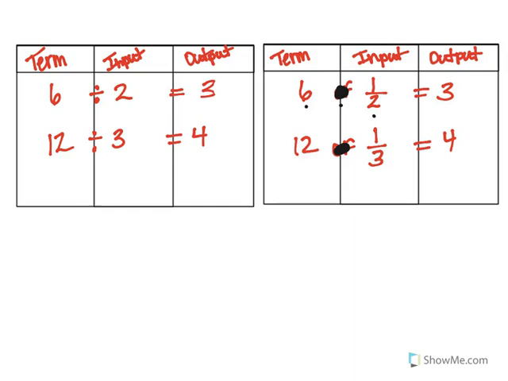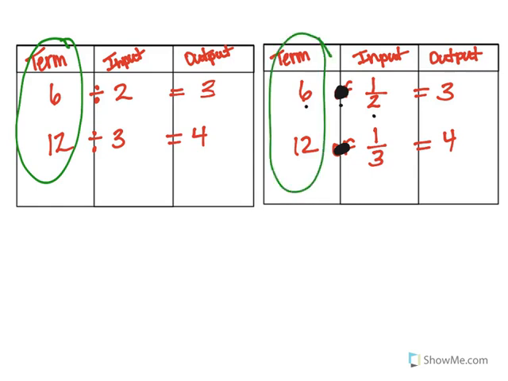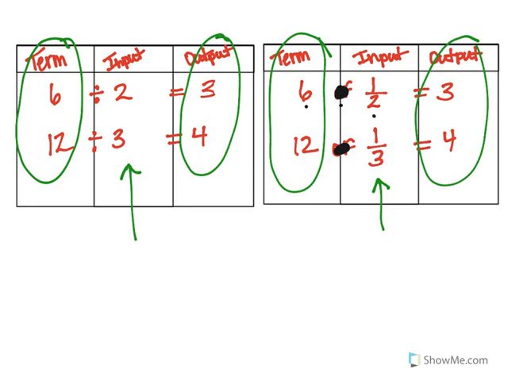Look at the tables and see what two similarities they have. Well, look at the term here. The term, which means the number, I have 6 and 12. The term on my second table is 6 and 12 as well. Look at the output. It's 3 and 4. The output on this table is also 3 and 4. The difference, guys, lies right here in the input. Okay, now pay attention. Here on this side, we're dividing by 2 and dividing by 3. On this side, we're multiplying by 1/2 and 1/3.